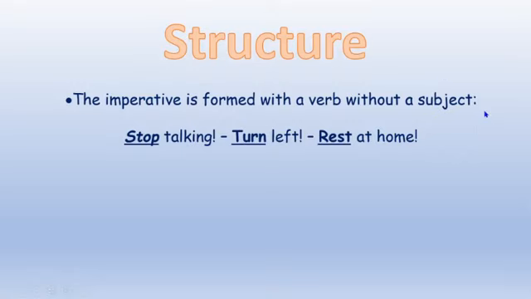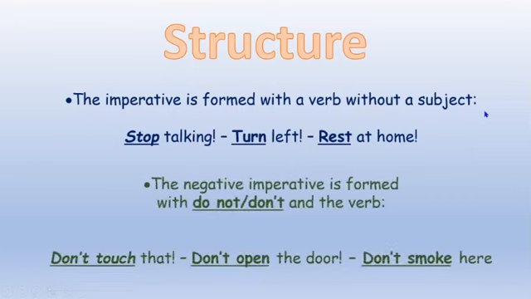Now, what about the next structure? Negative imperative is formed with do not or don't and the verb. We have, for example, don't touch that, don't open the door, or don't smoke here. Don't forget, you don't need to add a subject, and in imperative verbs we have just 2 different ways, positive and negative.